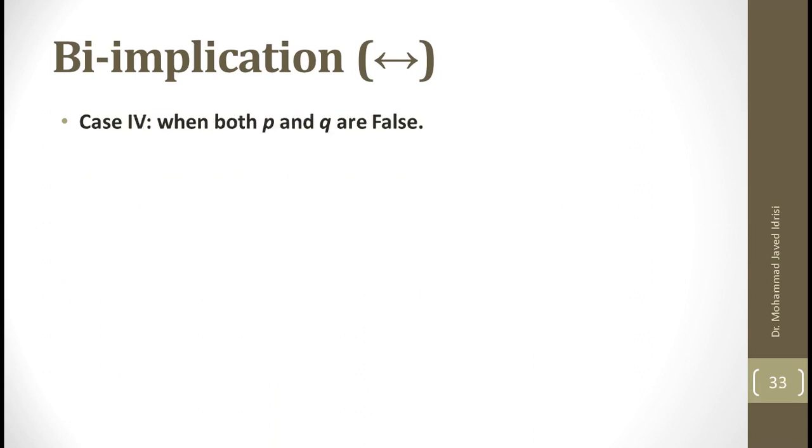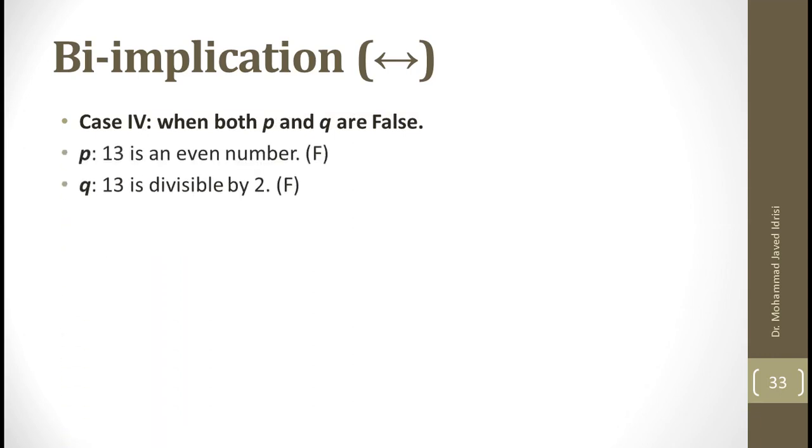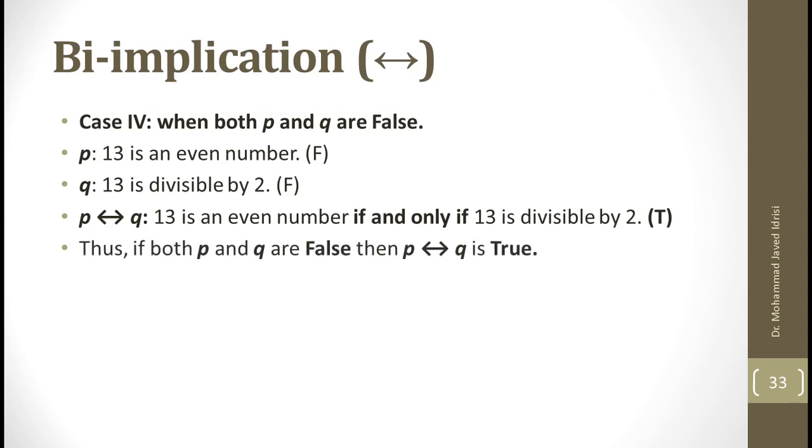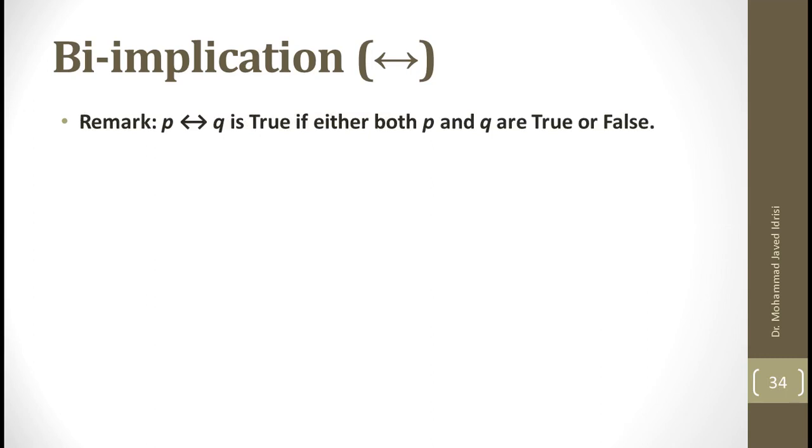In the fourth case, we have considered both P and Q are false. As 13 is an even number, which is a false proposition, and 13 is divisible by 2, also false proposition. So their by implication is 13 is an even number if and only if 13 is divisible by 2 is a true proposition. So the by implication of P and Q is true if both P and Q are false. Thus we can conclude that the by implication of P and Q is true if either P and Q are true or false.